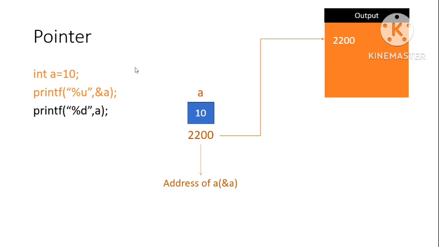Now when we come to the third statement, we try to print a, and we know that %d is used to print integer values. Now a will print the value inside a. The value of a is 10, and that will be printed in the output. So that's a graphical depiction of pointers. We have learned about two concepts: one is the address of a, another is the value of a.